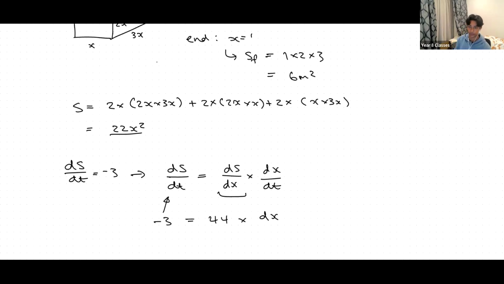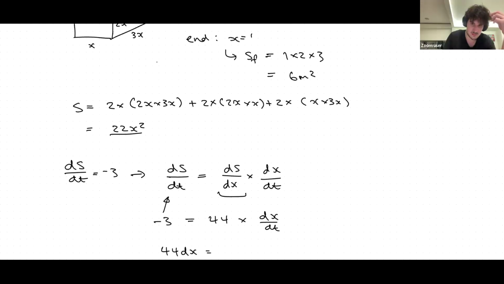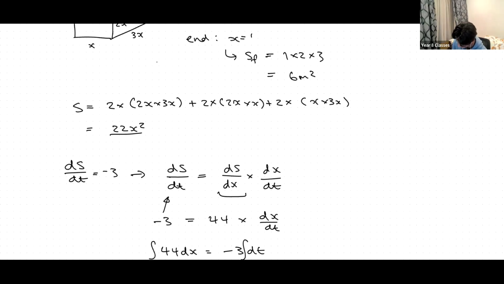Okay, so rearranging this, we'll get 44x dx equals -3 dt, and we'll just integrate this. Is it not 44x dx? Yep, you're right. So integrating this is going to give you 22x squared, and on the right-hand side, it will give you -3t. And we'll do the plus c method for this question, so you get -3t plus c.